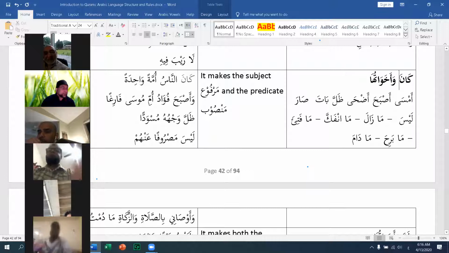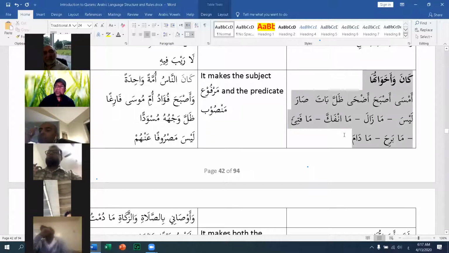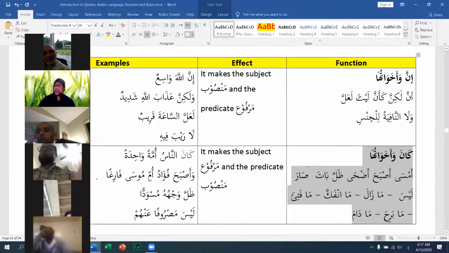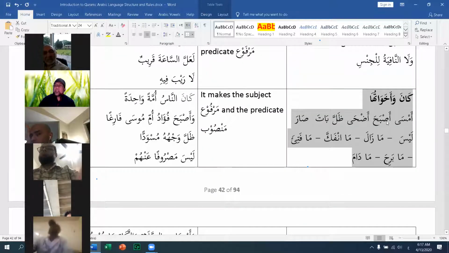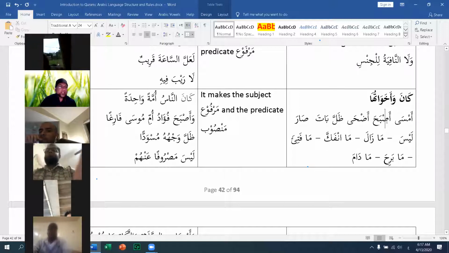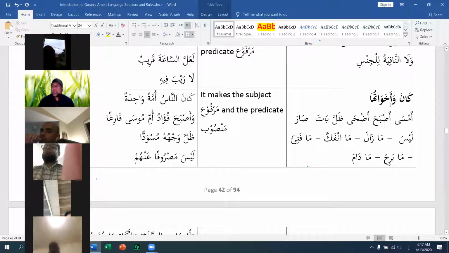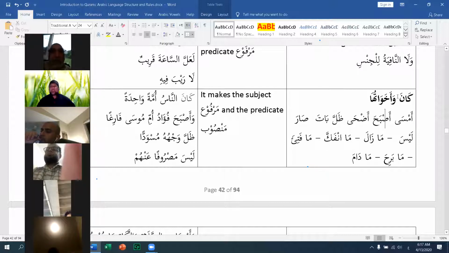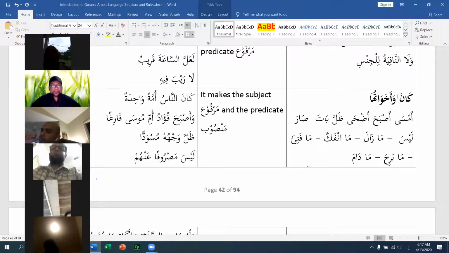Anyway, so kana, I'll tell you some more about kana. Kana is called فعل ناقص. All of these words are أفعال, they are verbs. They are called incomplete verbs, أفعال ناقصة. Why are they called incomplete? When you have a verb, what are you supposed to have with the verb? Because they don't make a sense alone.